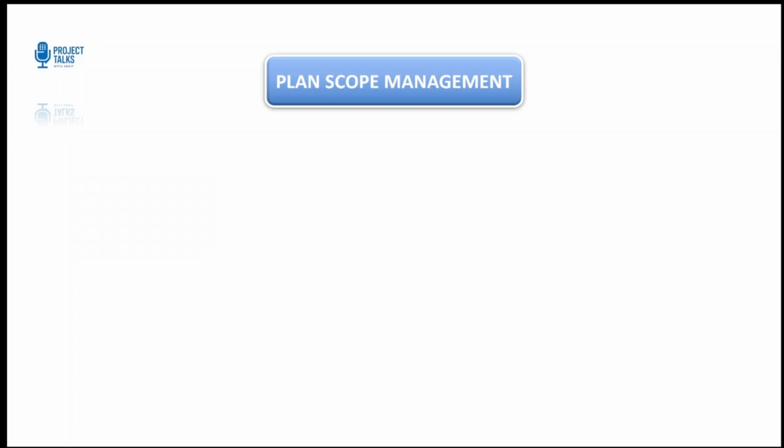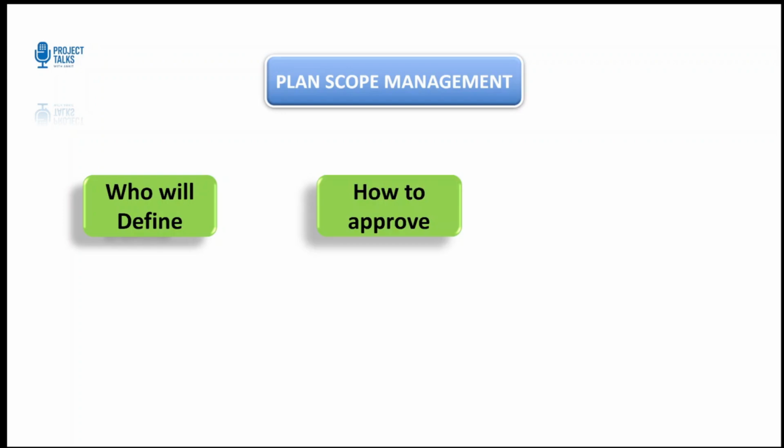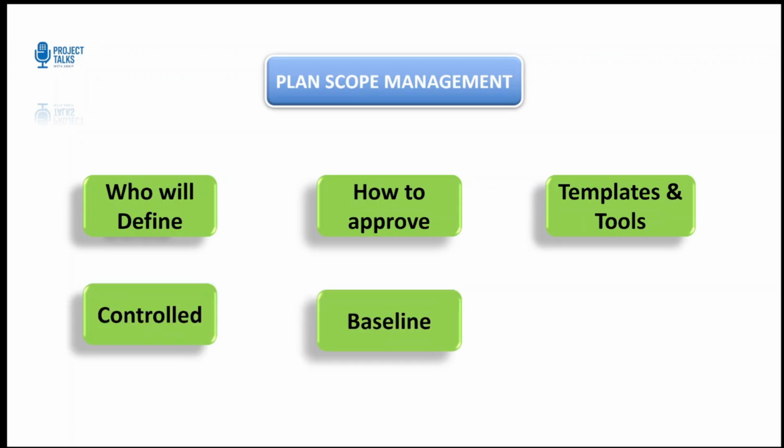plan scope management includes how we will define scope and how it will be approved, what templates and tools we will use, how changes will be controlled and baselines updated, how deliverables will be validated. You can think of this as setting your scope governance system. It ensures everyone follows a consistent approach when defining or updating project scope.